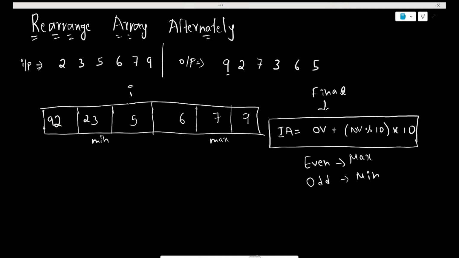Yeah, for I equal to 2, what's the intermediate answer? 5 plus what's the new value? Here I equal to 2 means an even index. For an even index we should take max. 7 percentile 10 into 10, that is 7 into 10, 70 plus 5, 75. So update here 75, and I is incremented, and we have used max, so max is decremented.